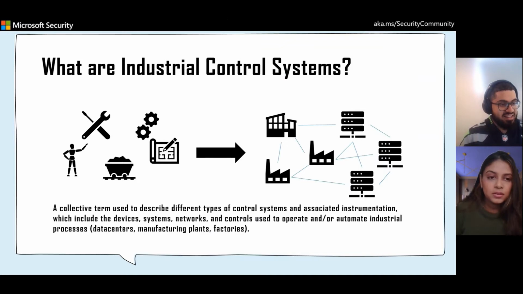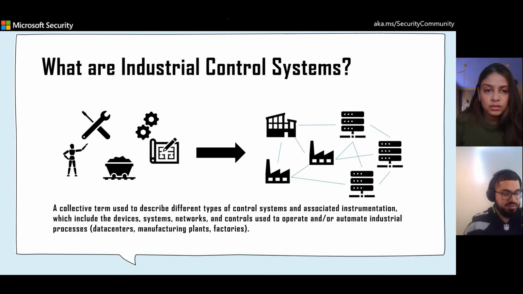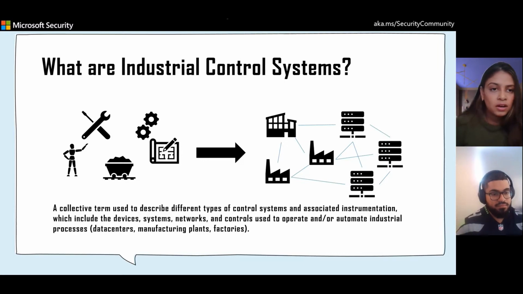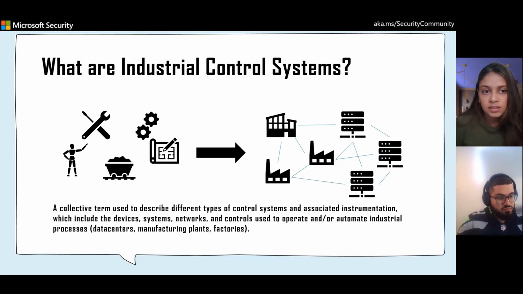Of course. So ICS stands for Industrial Control Systems, and it's essentially an overarching term that's used to describe all of the devices, control systems, and instruments within an ICS environment, like a manufacturing plant, a data center, a water plant, an electric plant, factories, etc. So it includes devices, systems, networks, and the controls used to operate or automate the processes in those environments.